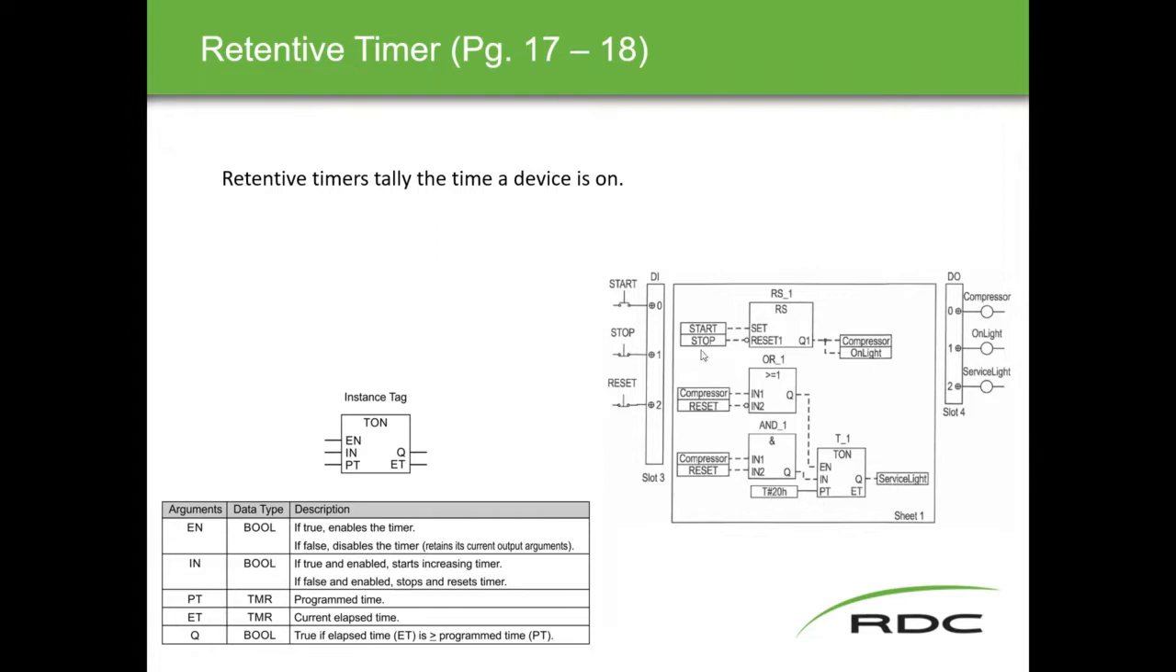If at some point in time we were to press the stop button, that would make the compressor and the on light turn off. That would turn that off again, which would then turn this block off, and it would stop timing. It would keep the time until the next time you press start. If I just came in and I pressed the reset button, that would make this untrue, which would reset the timer back to the beginning and start the timer at zero, and you'd have to start timing again for another 20 hours. That was pretty painful.